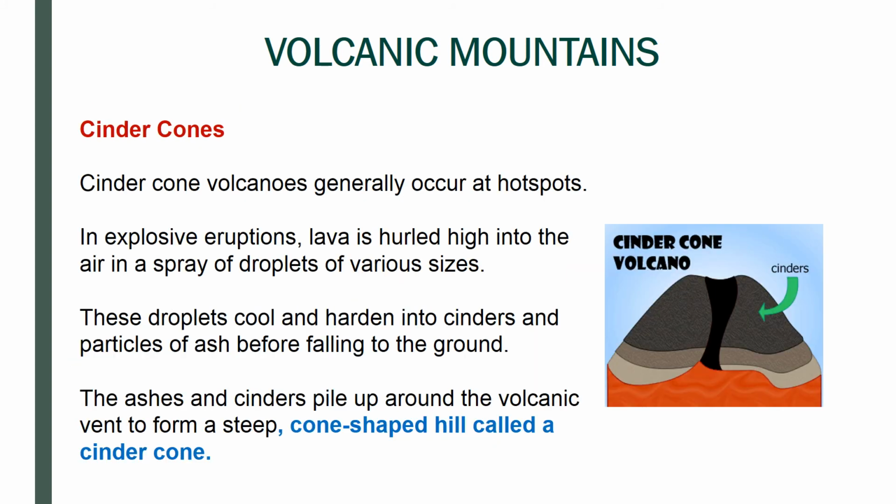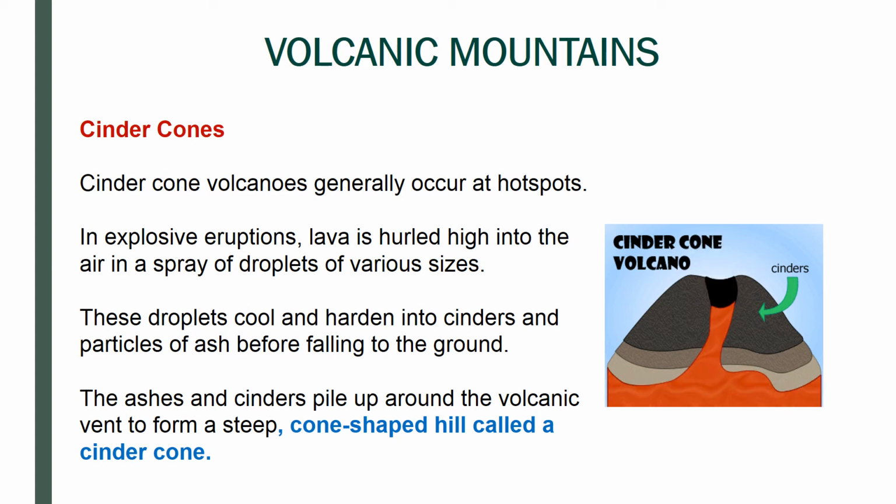Okay. The second type is called cinder cones. And cinder cones, from their name, you can just say they are cones, very small cones, and they generally occur at hotspots. And they are explosive eruptions. Lava is hurled high into the air, and they spray droplets of various sizes. Those droplets cool down and harden into cinders and particles of ash before falling to the ground.